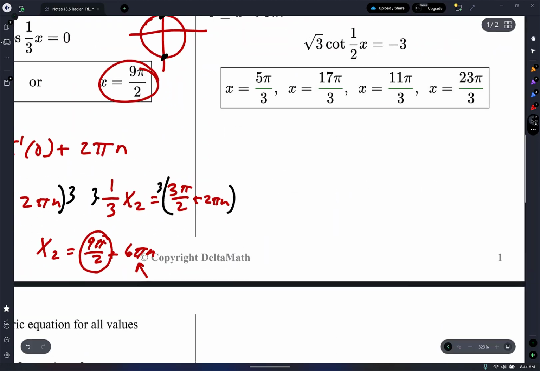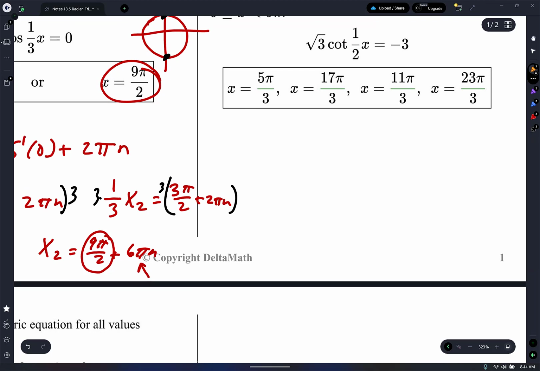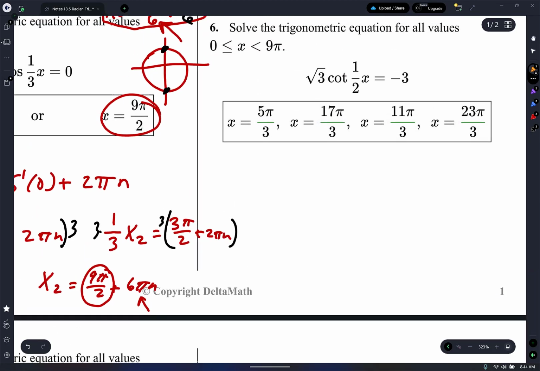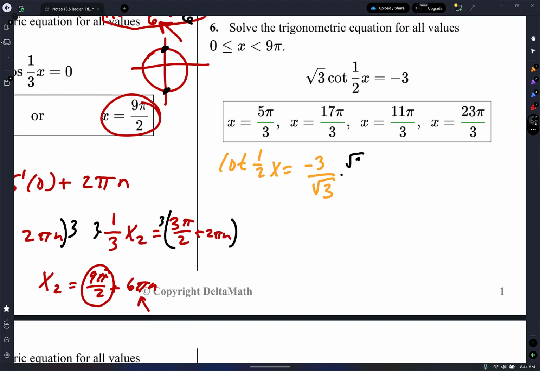Oh, this one has a lot of answers. So let me change to burnt orange. Okay, here we go. You had this exact one? Okay, check it out. You're gonna love it. I'm gonna divide by square root of 3, both sides. So I'm gonna have cotangent 1/2 x equals negative 3 over square root of 3. We don't recognize what negative 3 over square root of 3 is, so I'm gonna rationalize it. And we figure out that that is negative 3 square root of 3 over 3, so the negative square root of 3.